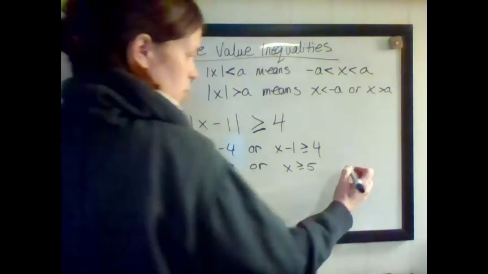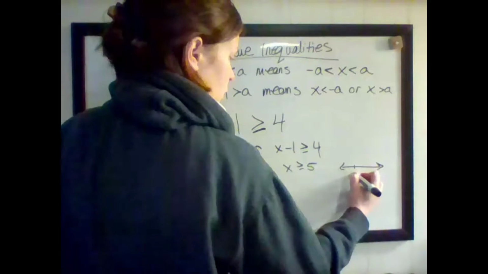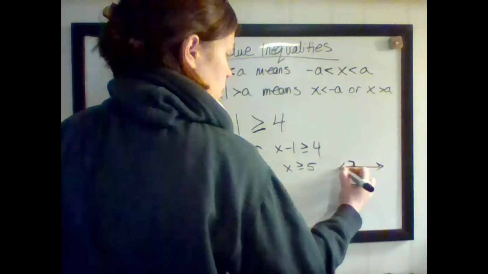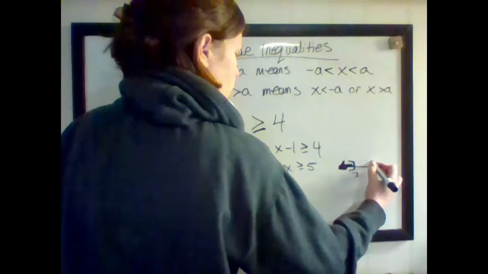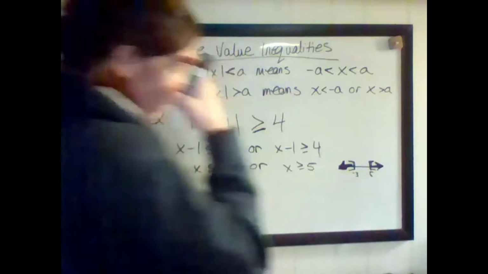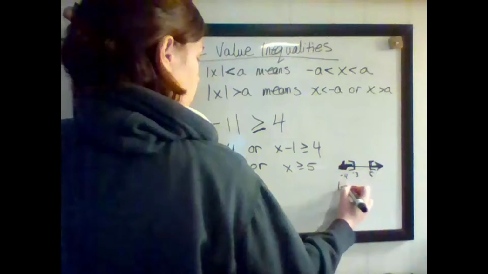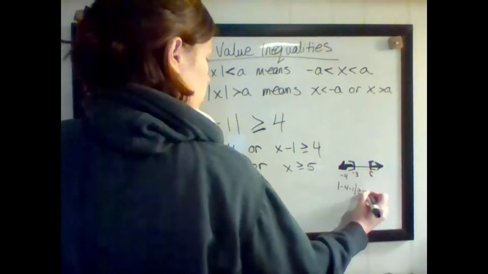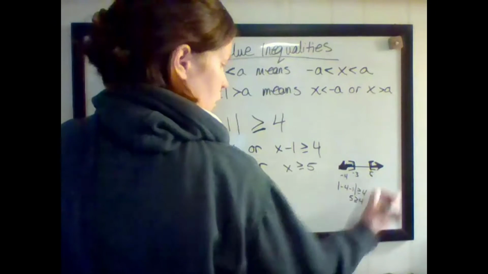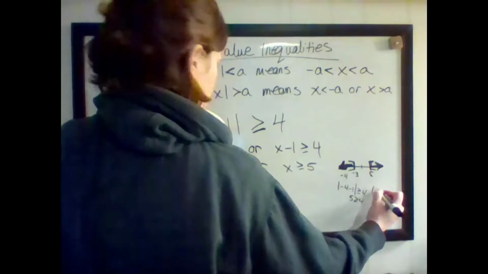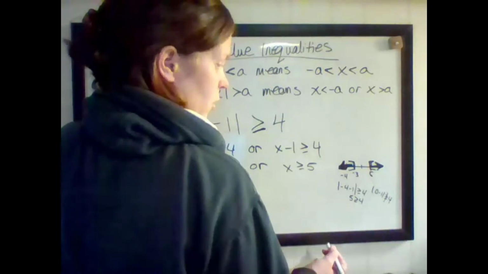So again, let's jot this on a number line and see if it makes sense. x is less than or equal to negative 3. That means going to the left, less than. And then x is greater than or equal to 5, going this way. So let's check a few numbers. Let's check negative 4. Absolute value of negative 4 minus 1. Is that greater than or equal to 4? Well, that's negative 5. Absolute value of negative 5 is 5. Yes, that works. How about 0? 0 minus 1. Is that greater than 4? No. 1 is not greater than 4.